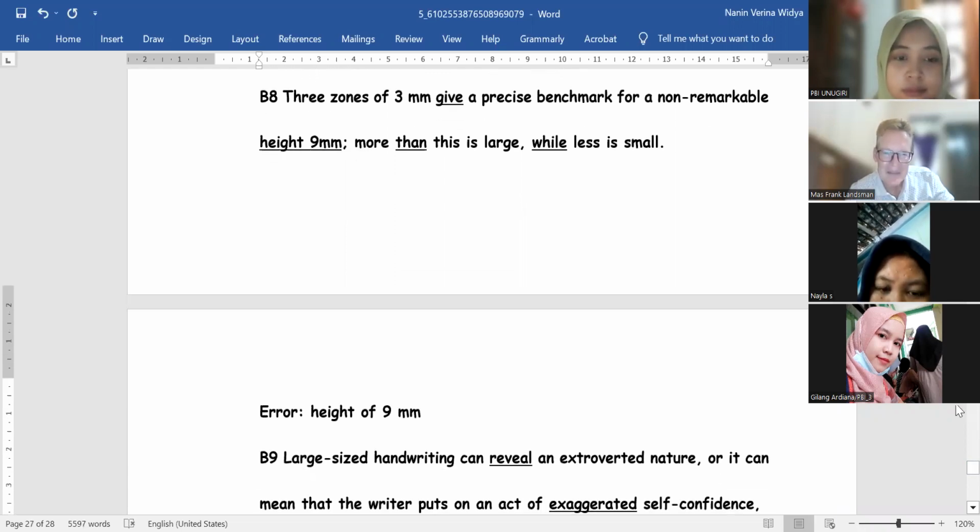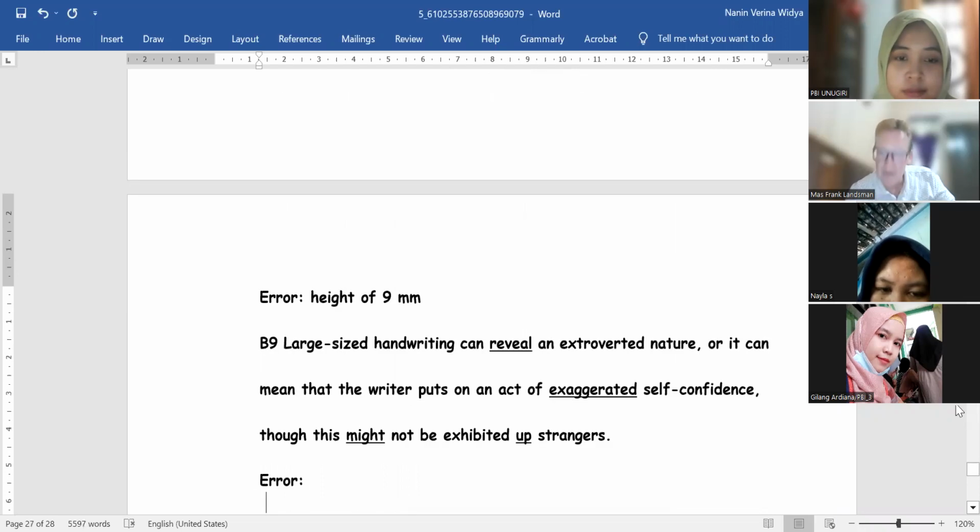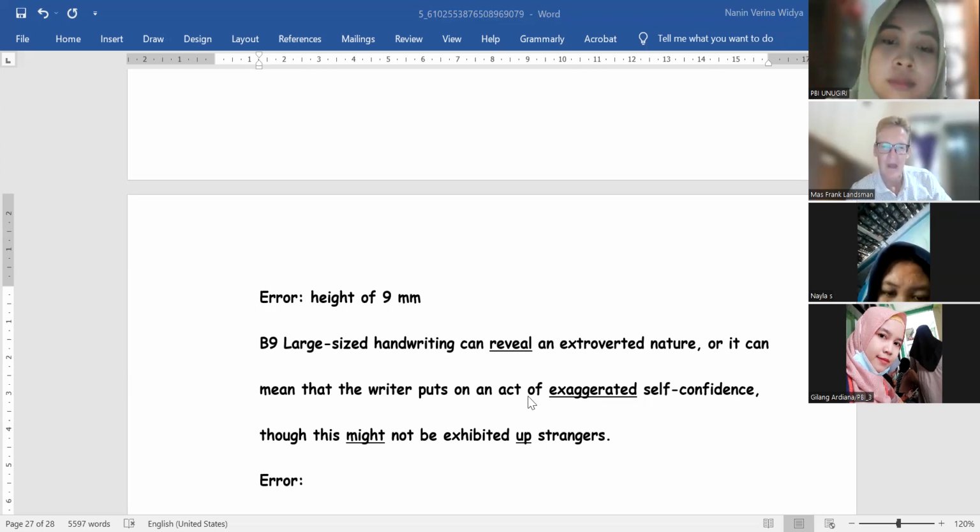Down, please, B9. Large size handwriting can reveal an extroverted nature. Jadi orang yang bersifat ekstrovert, ya, sangat terbuka, spontan, lucu-lucu. Or it can mean that the writer puts on an act of exaggerated self-confidence. PD-nya terlalu tinggi, ya, terlalu besar. So this might not be exhibited up strangers. Kalau sama orang luar yang belum dikenal, tidak begitu menonjol, ya, tidak begitu kelihatan.